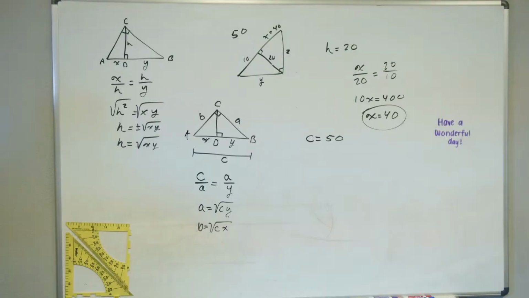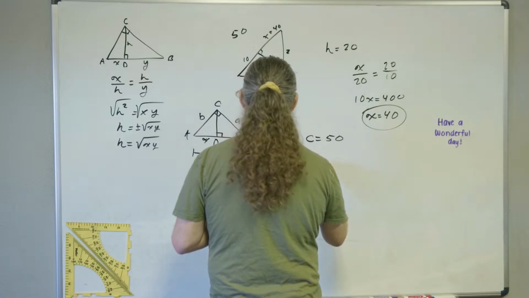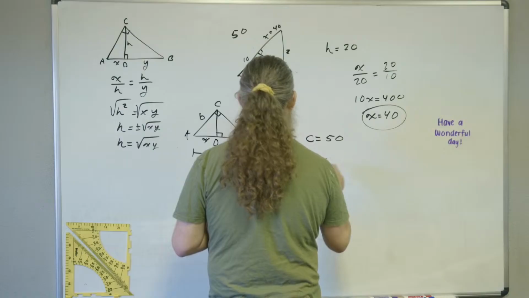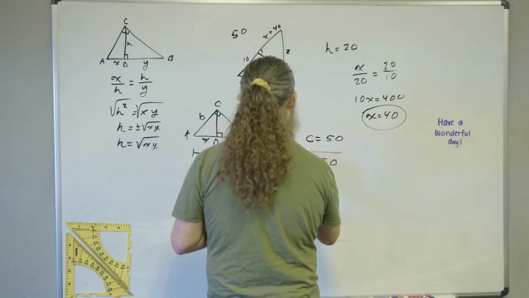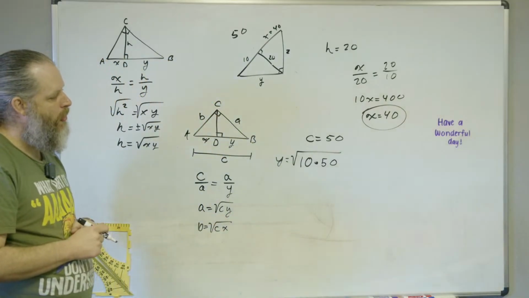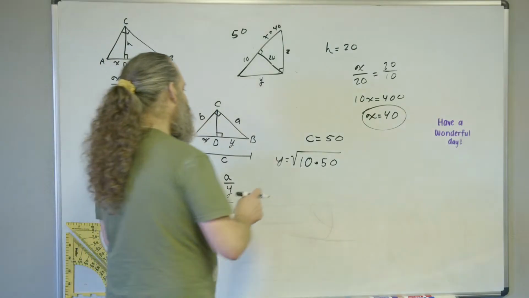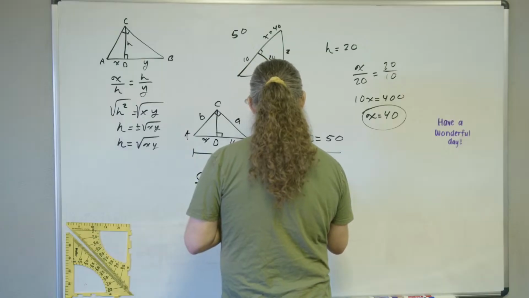So, what proportion would we write for y? There's two ways we could write it. What's one of them? 10 times 50, square rooted. True enough, if we go for the solved one. What's 10 times 50? 500. True enough. Now, we need to simplify that square root.